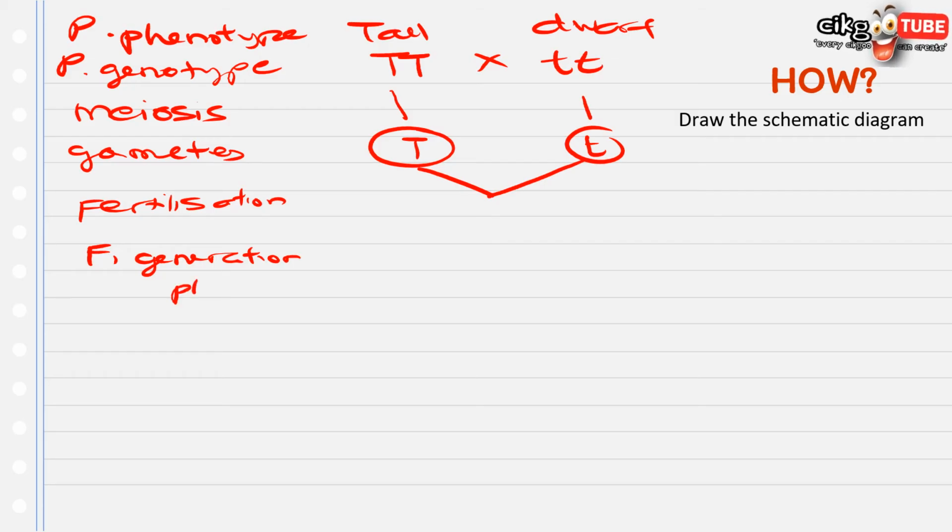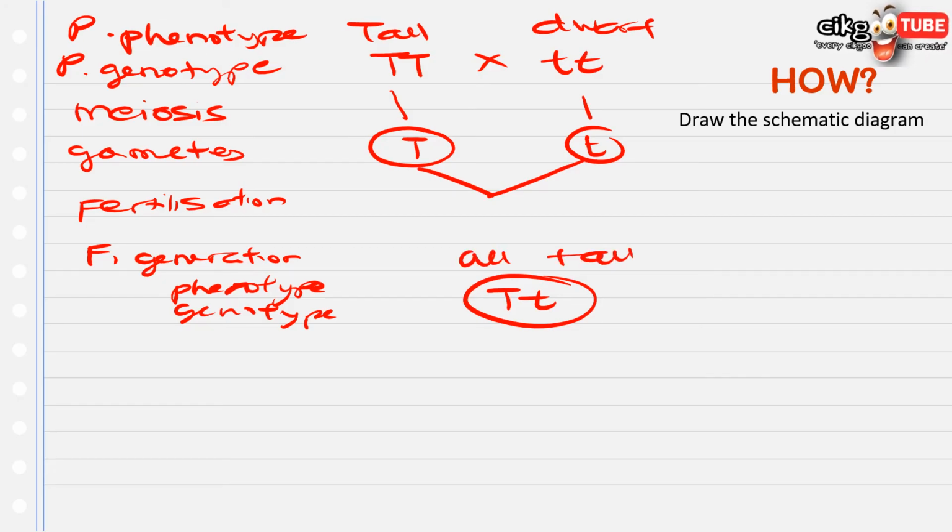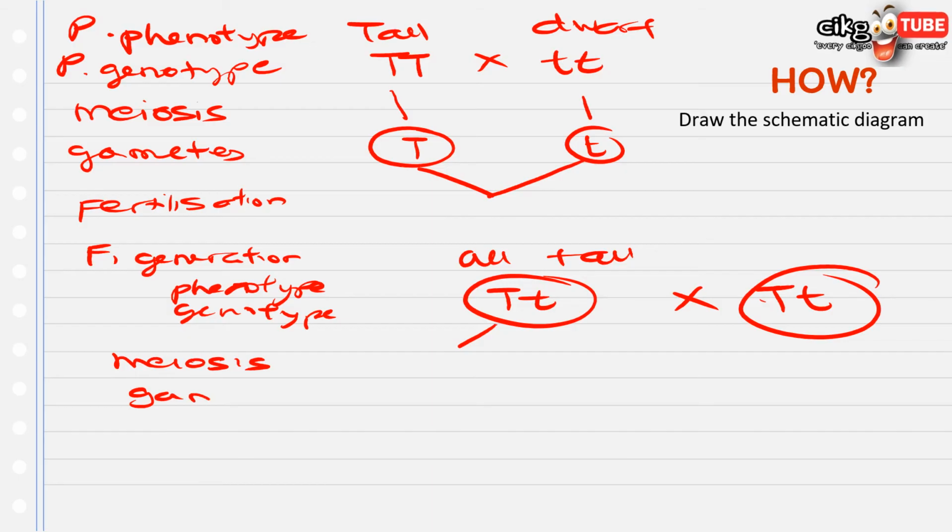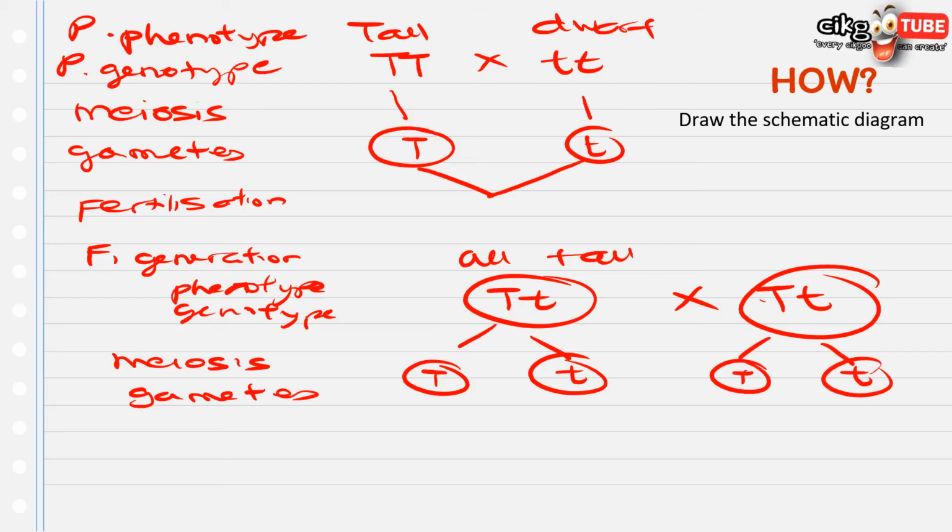We can use the phenotype and also the genotype. So the genotype will be heterozygous. The phenotype will be all tall plants. Now from here we self-pollinate the first filial generation. In this case, after meiosis, the gametes that are formed are this, correct? The capital T and the small t, these are the gametes that are formed after meiosis. Then we can cross them.